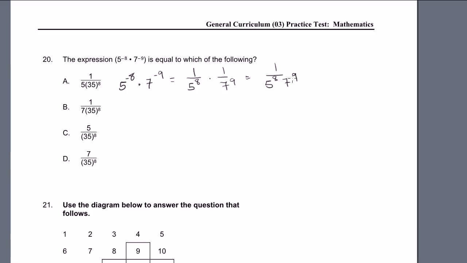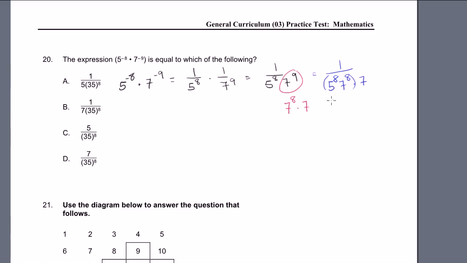And the way we can do that is by having the same exponent. So let me rewrite 7 to the 9. I can rewrite that as 7 to the 8th power times 7. So then our whole expression becomes 1 over 5 to the 8th times 7 to the 8th times 7. Right? I just rewrote 7 to the 9th as 7 to the 8th times 7. But now if I group this, just put parentheses around it, I can do that because multiplication is associative. It doesn't matter what order I do it.